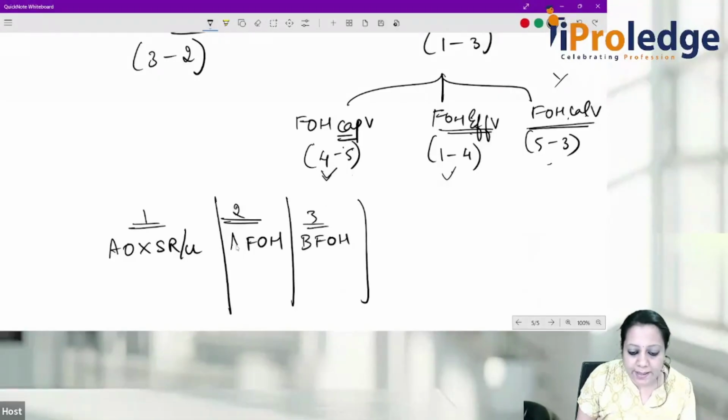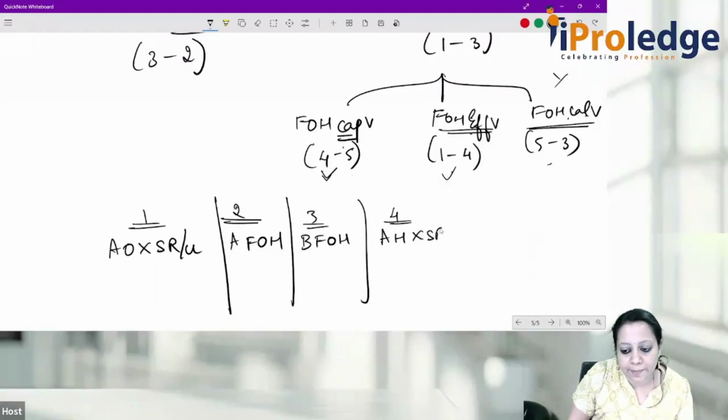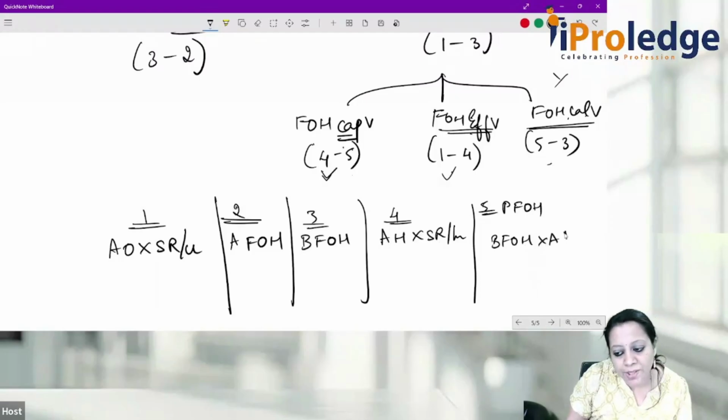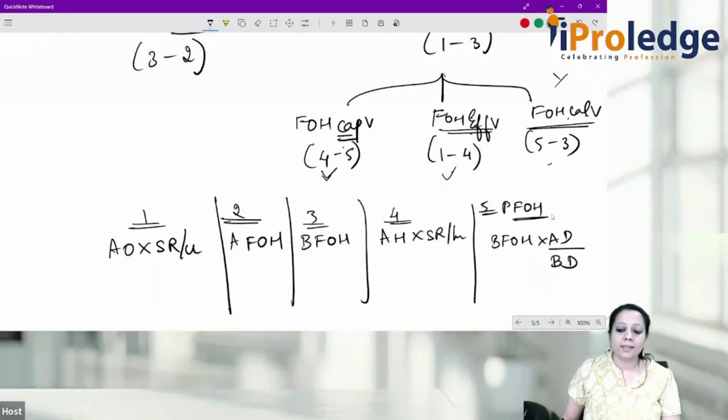Let me write it clearly. This is AFOH, BFOH, AH into SR per hour. This fifth one is possibility fixed overheads. It is BFOH into actual days divided by budgeted days. Students, why this BFOH, possibility fixed overhead, calendar variance, capacity, we have discussed to some extent in the regular lectures. So if you really want to know the reason, you have to visit that only.